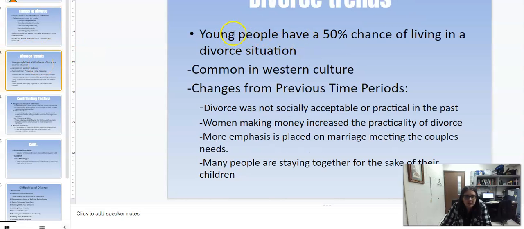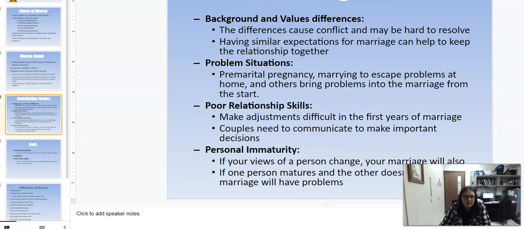Different divorce trends. Young people, they say, have a 50% chance of living in a divorce situation. It seems like it's getting a little better, a little fewer divorces. It's common in Western cultures, and that changes from previous time periods. Part of it is that it used to not be socially acceptable at all. And a big piece of it is women used to not work outside the home a lot, and so they wouldn't have money to actually get a divorce, so it wasn't really something they could do very easily. So that's kind of a piece of why that's different.